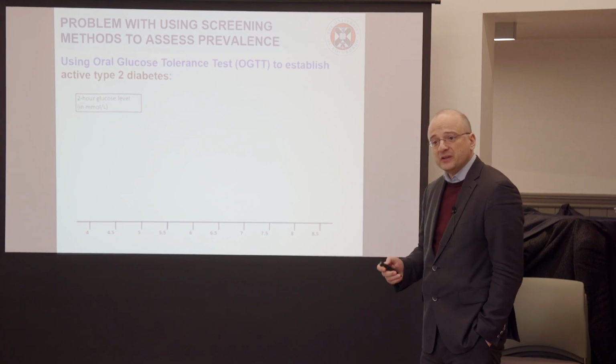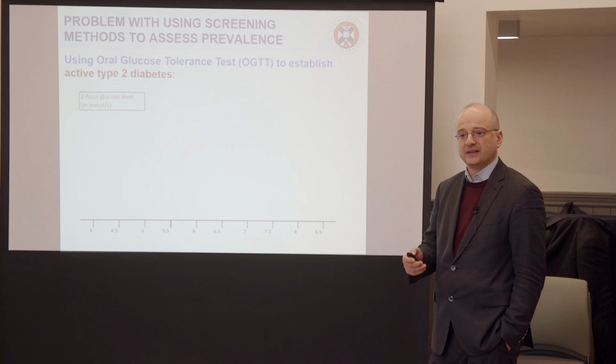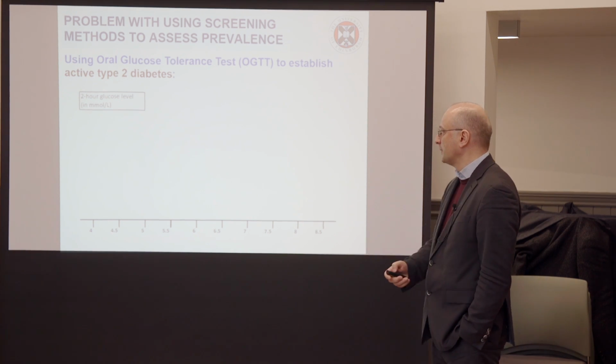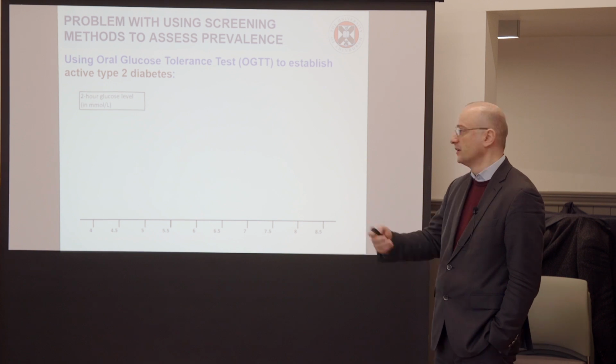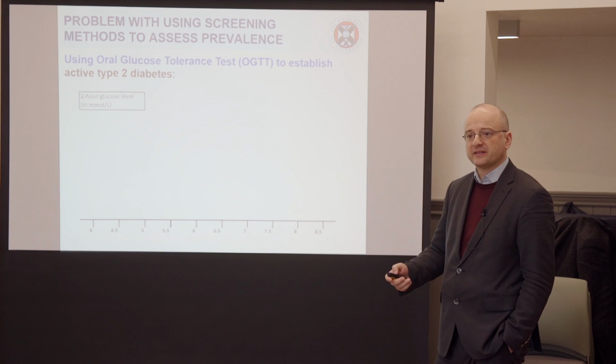And let's say that we're using the oral glucose tolerance test to establish active type 2 diabetes. So we challenge people, we give them glucose, and then they should fall after 2 hours to the normal level. If they don't, there's some problem.